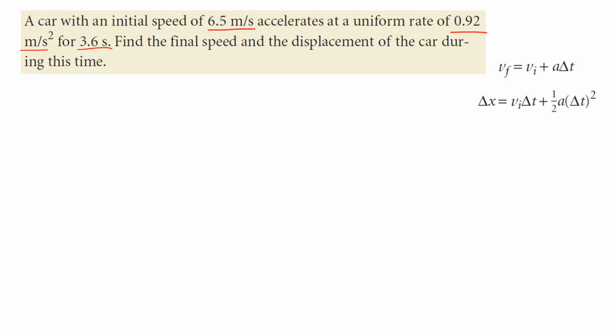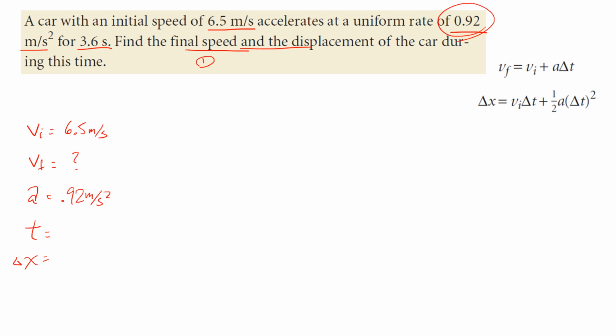So we're going to do our old trick, V V A T X: V initial, V final, acceleration, time, and delta X. The initial speed is 6.5 meters a second. Our final speed, they want this. This is going to be our part 1, right? We don't know it. Our acceleration is right here, 0.92 meters a second squared. And our time is 3.6 seconds, but we don't know our displacement.